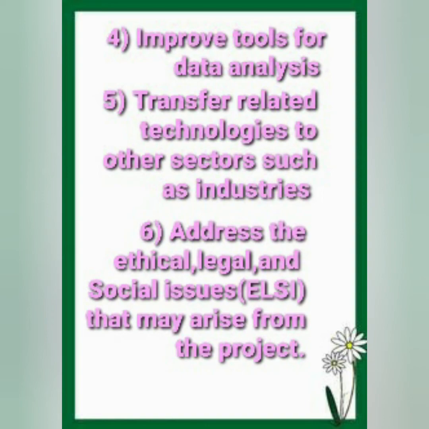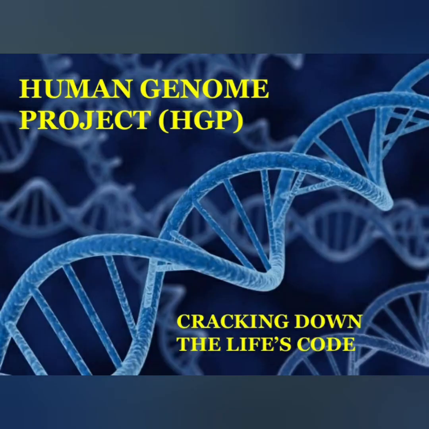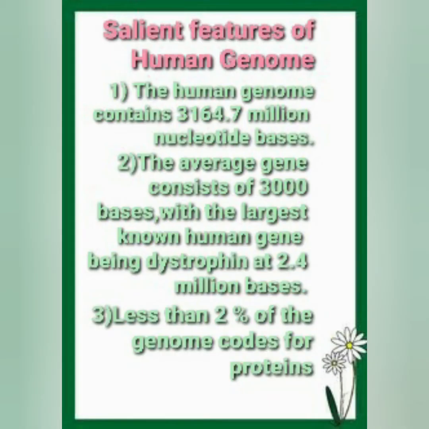So, Human Genome Project is a mega project. Now let us look at the salient features of the human genome. First one is the human genome contains 3,164.7 million nucleotide bases. Second one, the average gene consists of 3,000 bases, with the largest known human gene being dystrophin at 2.4 million bases. Third one is less than 2% of the genome codes for proteins.